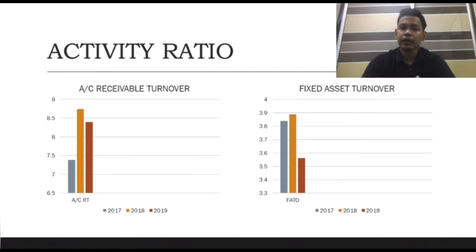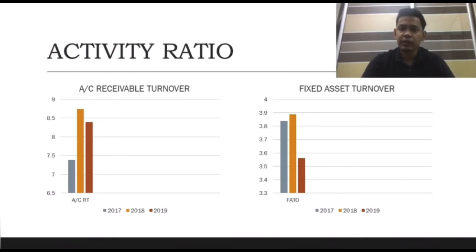Thirdly, we talk about accounts receivable turnover. Accounts receivable turnover is calculated to show how often a company can convert its receivables into cash over time. Accounts receivable turnover shows an increasing pattern from year 2017 until 2018, and in year 2019 the pattern shows a decrease. It shows that the company more often converts its receivables into cash from year 2017 until 2018 compared to year 2019. Last but not least, fixed asset turnover.